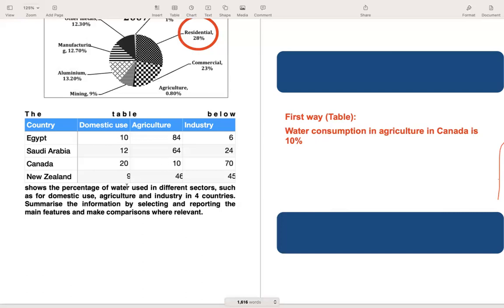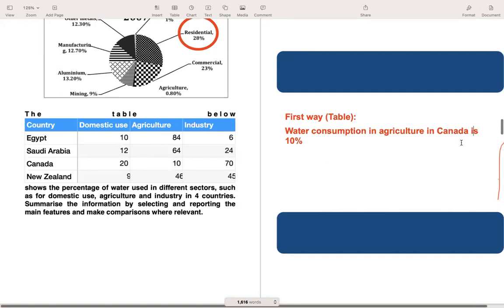See, what is this? If you read it, it's the percentage of water used in different sectors. So this is the percentage of water used in which sector? You can see this is agriculture. So 10% is the water used in agriculture. And you can also see this is used in which country? In Canada. So water consumption in agriculture in Canada is 10%.